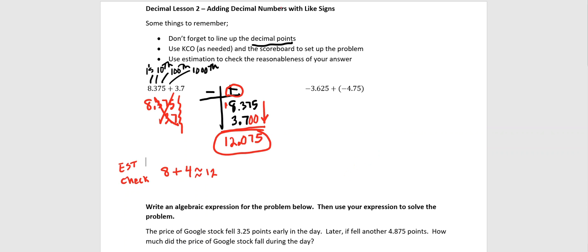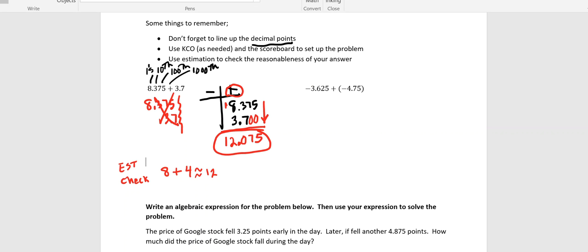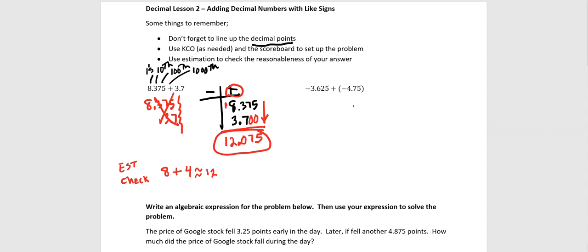So let's do another one. We have, in this case, two negative numbers that need to be added. So we're going to set up our scoreboard, being mindful to put both numbers on the negative side. So 3.625 is negative.